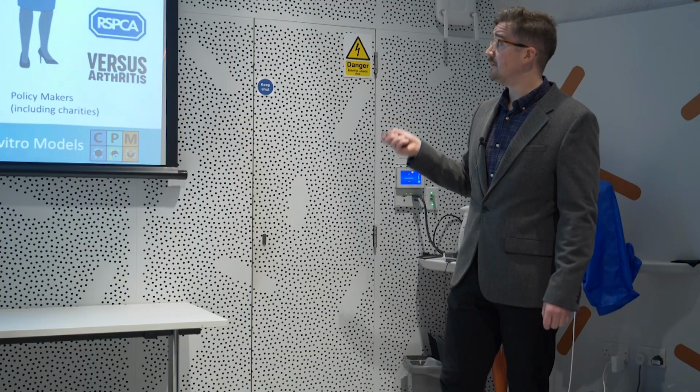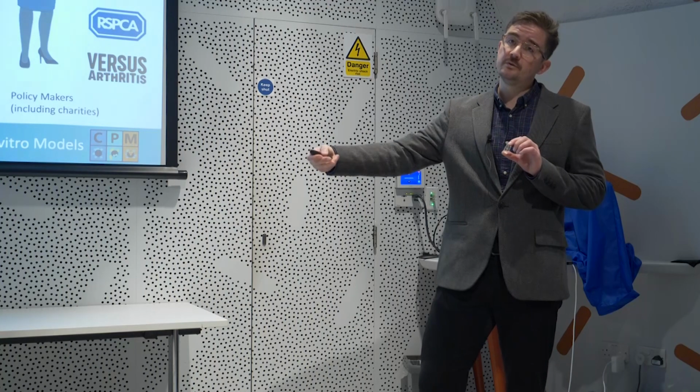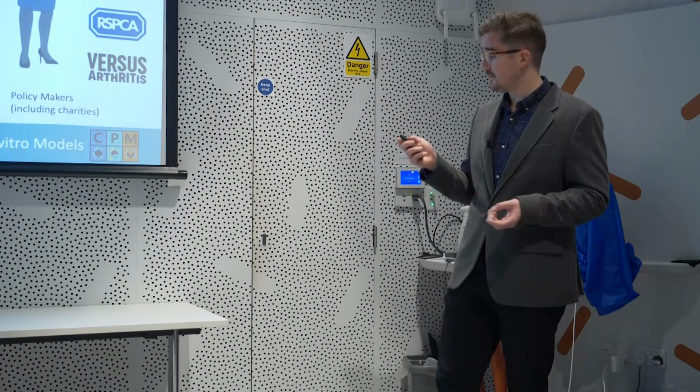And the other groups that are really interested are charities, so particularly charities that look at animal welfare, really interested in this sort of work. So my project last year was completely funded by the National Centre for Replacement, Refinement and Reduction of Animals, and the idea being that if we can make these models good enough, then other scientists will use them instead of using animals in their research, which is really nice and drives better science.